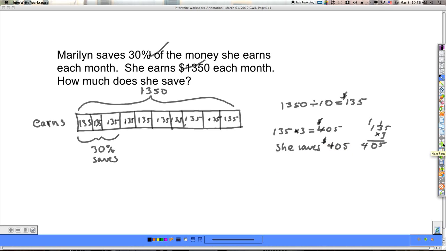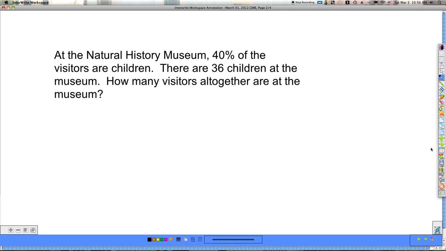All right, let's try another one. Remember, anytime that you want to go back and review, you can always pause and go back and see what we did on the problem before, or just stop at any time. All right, at the Natural History Museum, 40% of the visitors are children. There are 36 children at the museum. How many visitors altogether are at the museum?